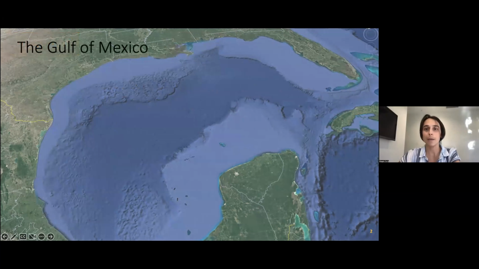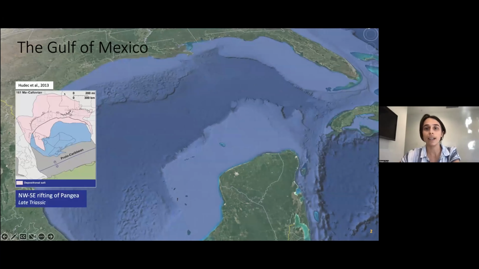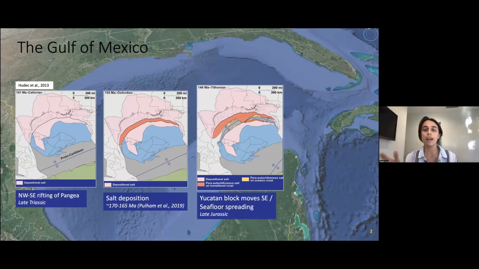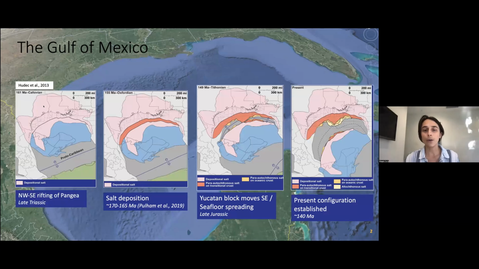The Gulf of Mexico is a passive margin rift basin that formed during the Mesozoic breakup of Pangaea. In the Triassic, Pangaea rifted in a northwest-southeast direction as South America moved away from North America. And thick salt was deposited around 165 million years ago. And this happened around the same time that the tectonic extension transitioned to this counterclockwise rotation of the Yucatan. And this was primarily accommodated by seafloor spreading. And the seafloor spreading ceased in the early Cretaceous. So the present tectonic configuration of the Gulf of Mexico was really established about 140 million years ago.